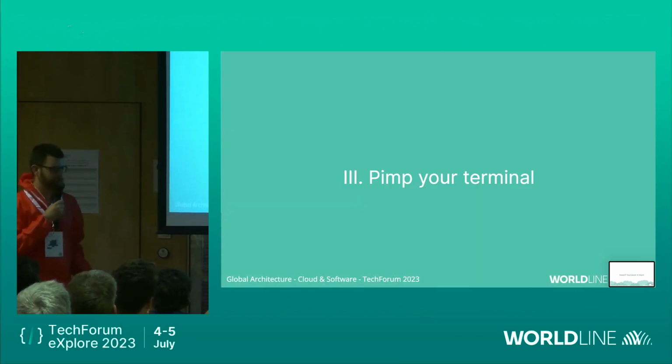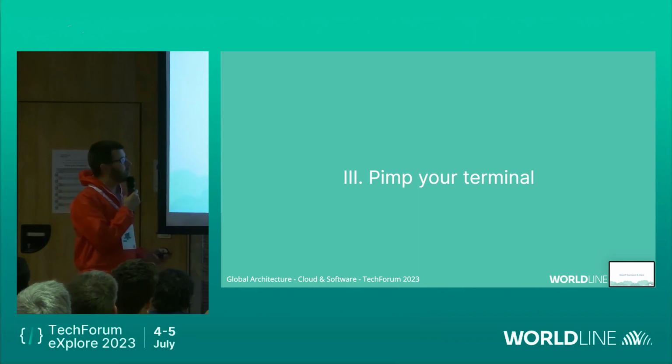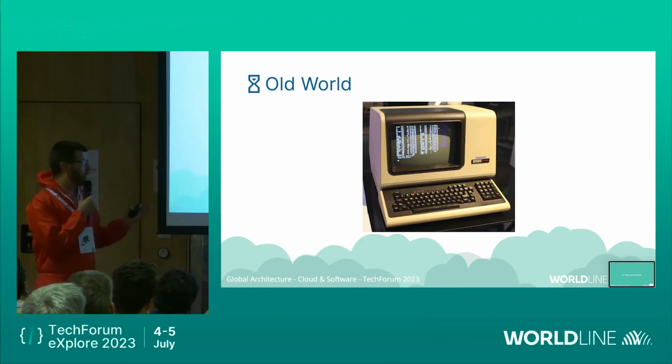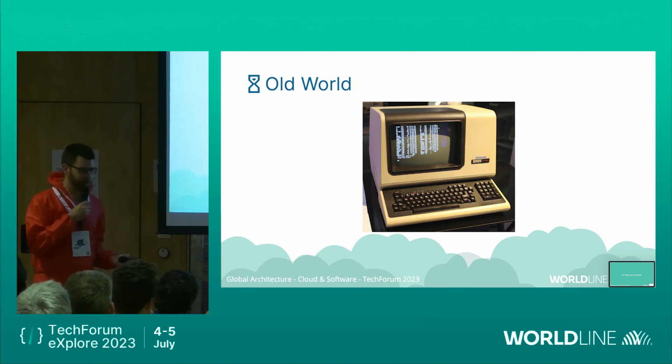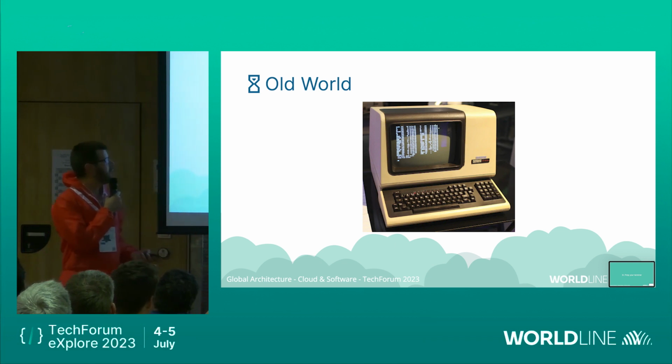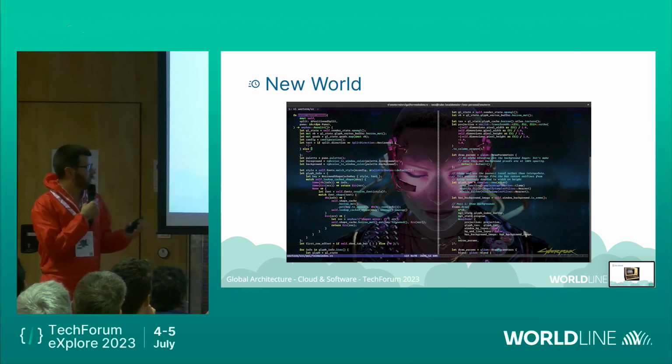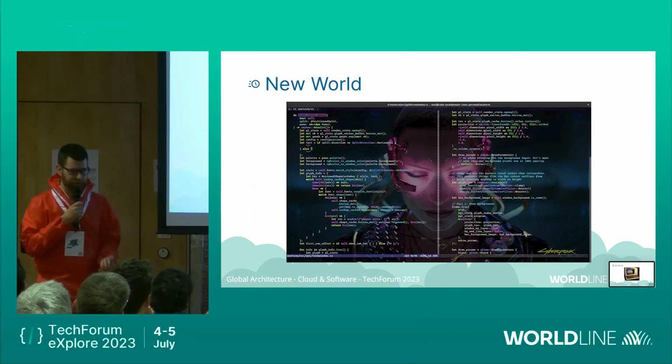So how to pimp your terminal? We can see an old terminal, a VT100. Okay, it's perfect. It's sometimes difficult to use. A shortcut is complex. But now the terminal seems to be like that. So you have a lot of color. You have a lot of information.